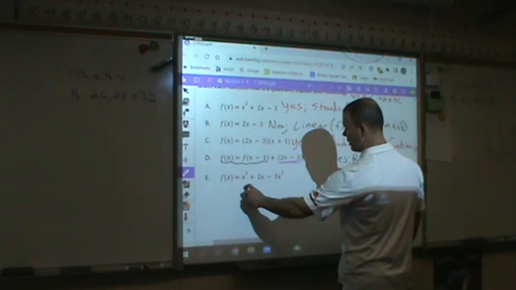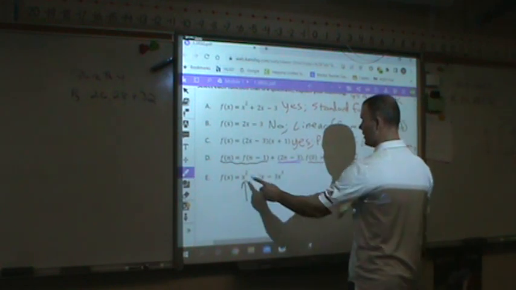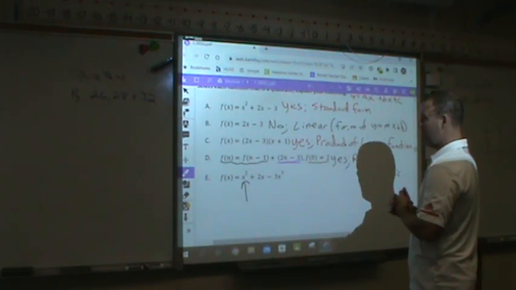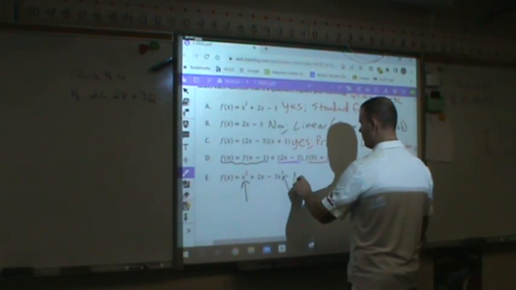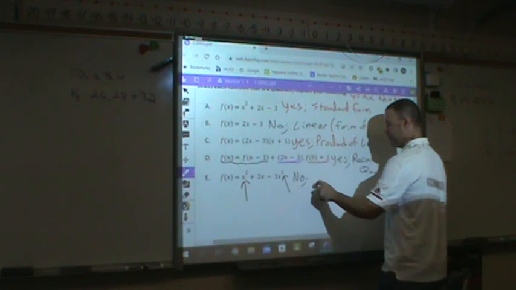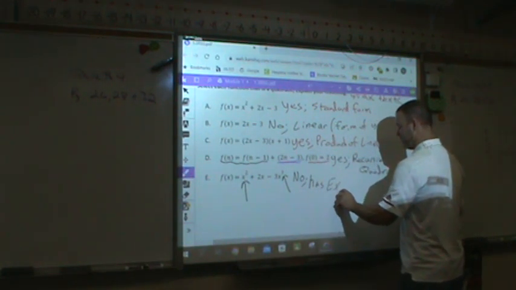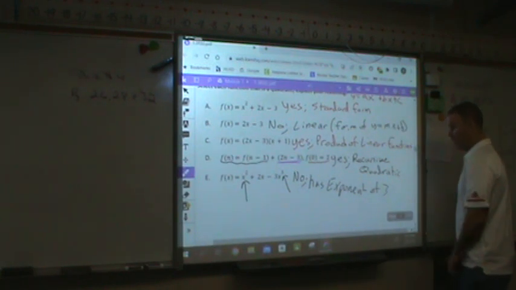Now the last one, is it quadratic? And some of you are going to look at this and say, yes, it is. It's quadratic. It has an x squared. Well, it's only quadratic if it has a highest power of 2. If it has anything higher than that, it's not quadratic, which this has a power of 3. So the answer to this is no. It just simply has an exponent of 3. So that's why.